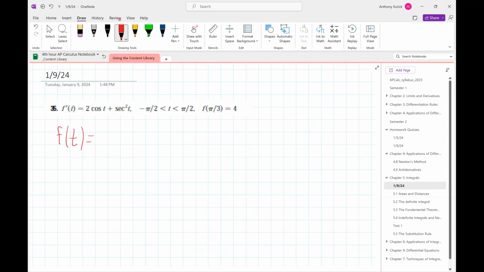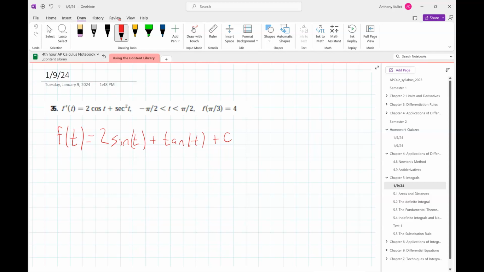So the antiderivative of cosine t is sine t. And the antiderivative of secant squared t is tangent t. Wait, is it sine t? Is it negative sine? Nope. Right, because the derivative of sine is cosine, right? And then I have a plus c at the end.